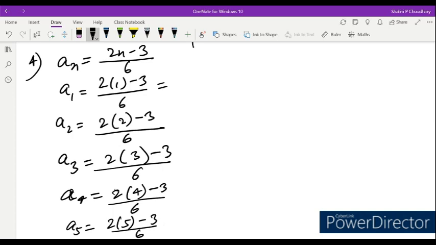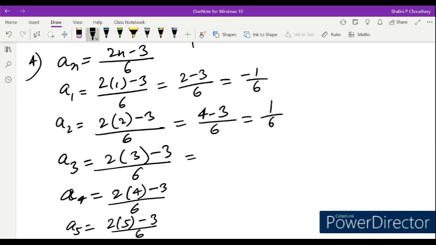So this will be equal to 2 minus 3 upon 6, that will be minus 1 upon 6. This will be equal to 4 minus 3 upon 6, it will be positive 1 upon 6. This will be 3 into 2, 6 minus 3 upon 6, that will be 3 upon 6, that is, 1 upon 2.